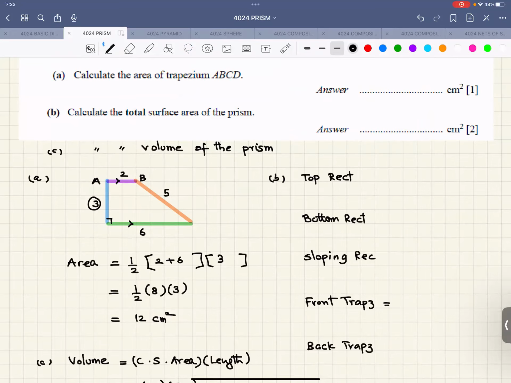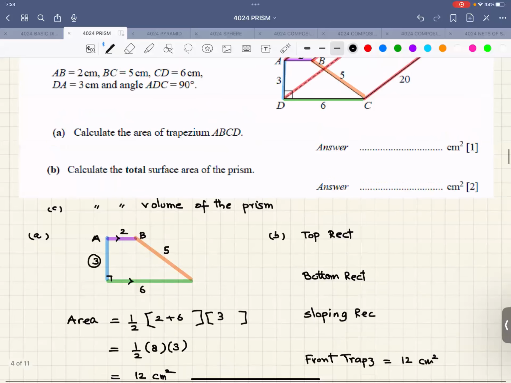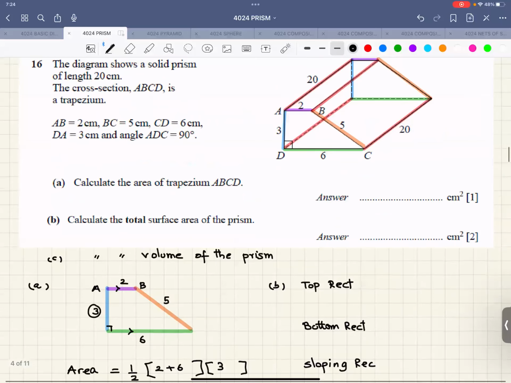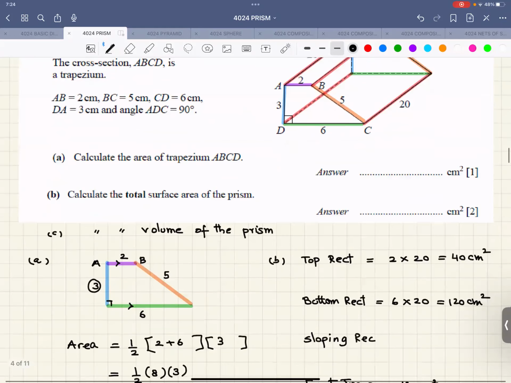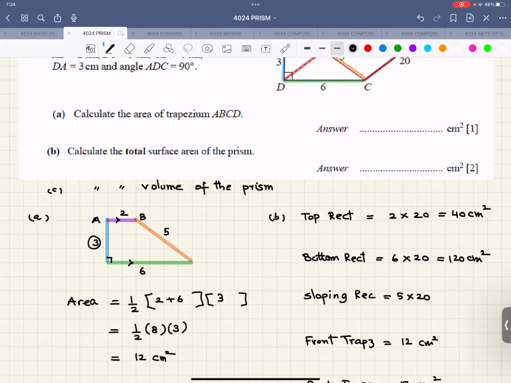So area of trapezium is 12. This is 12. This is centimeter square. The top rectangle is 2 times 20. That's 2 times 20. You can see it. That is 40 centimeters square. The bottom rectangle is 6 times 20. That is 120 centimeters square. And the sloping one, that's 5 times 20. That is 100 centimeter square.